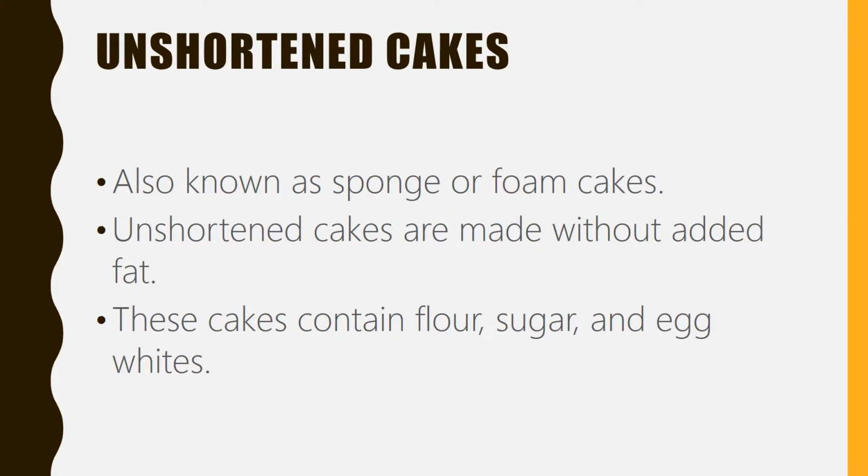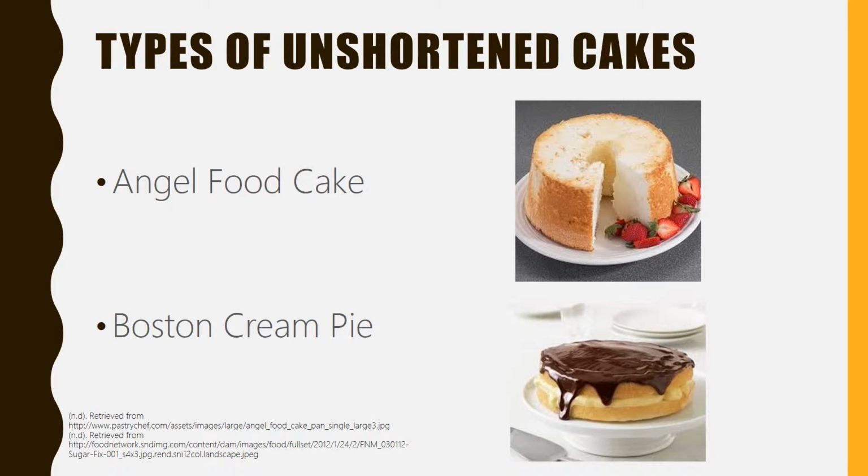Unshortened cakes are also known as sponge or foam cakes. Unshortened cakes are made without added fat. Just like shortened cakes, there are several types of unshortened cakes. Angel food cake is made of whipped eggs, and the lack of fat contributes to the very light, airy texture and taste of the cake.